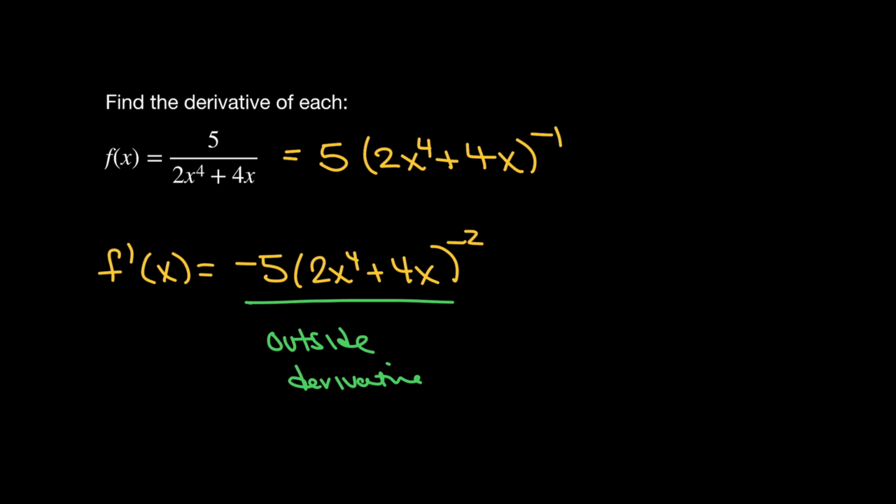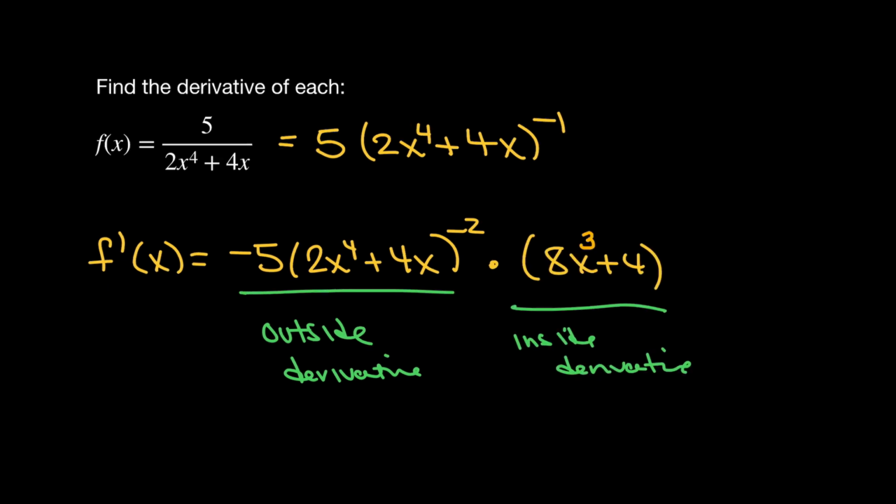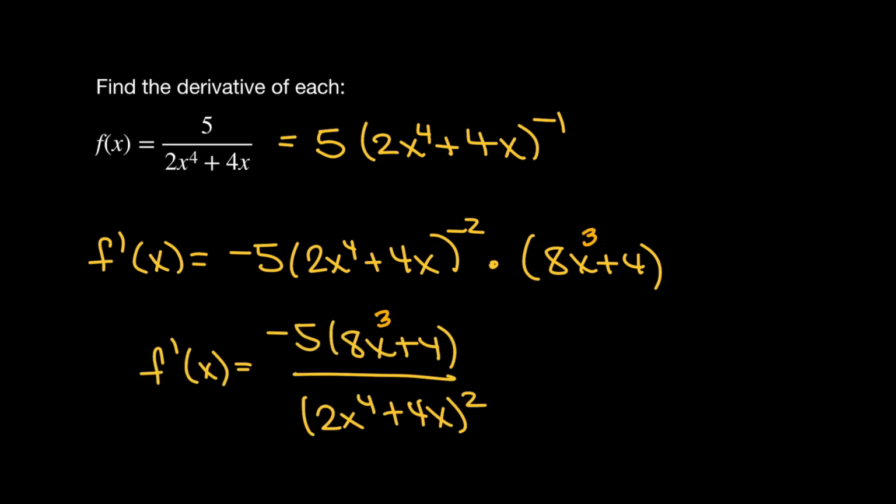Negative 1 minus 1 is negative 2. So now I've got negative 5 times 2x to the fourth plus 4x raised to the negative 2. And then I'm going to multiply that by the derivative of the inside. So the derivative of 2x to the fourth would be 8x to the third, and then plus the derivative of 4x is 4. So outside derivative times inside derivative.